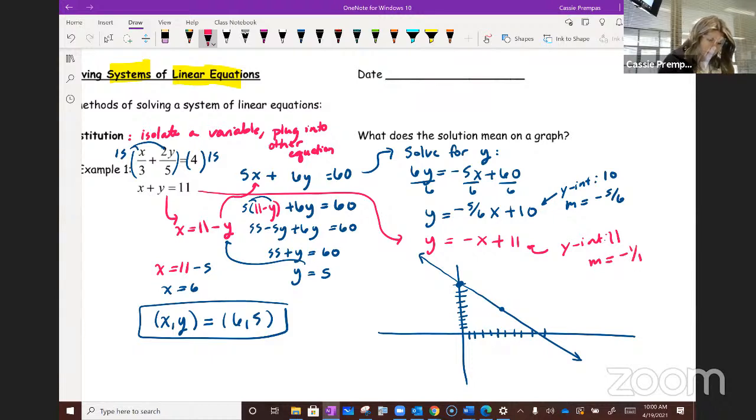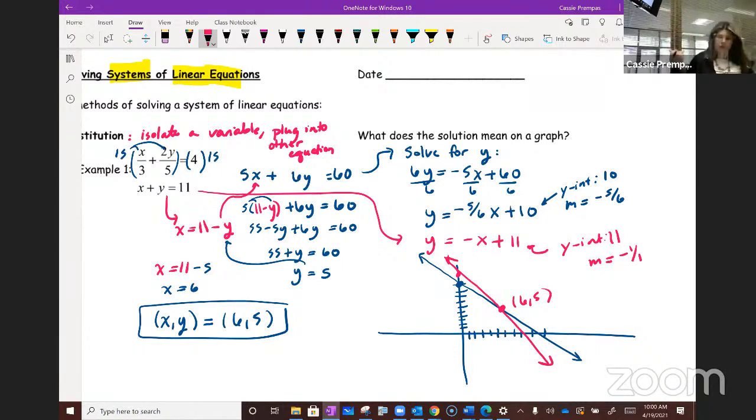So I have a y-intercept of 11, and I would go down 1, right 1, down 1, right 1, down 1, right 1, down 1, right 1, down 1, right 1. I should keep going down and right until I hit the point (6, 5). And in fact, I know this is a sketch, but essentially this is going to look like this.